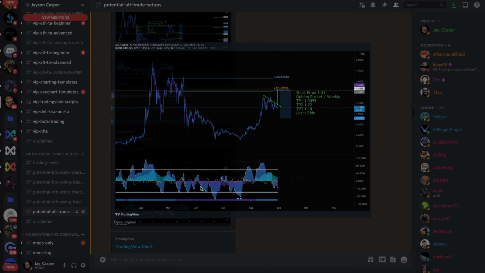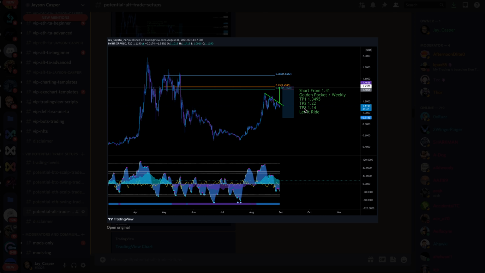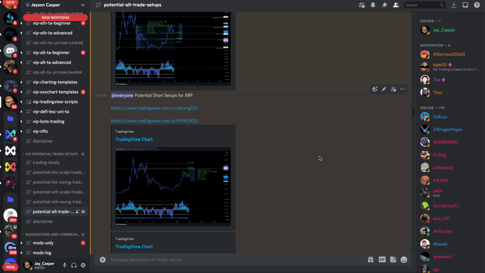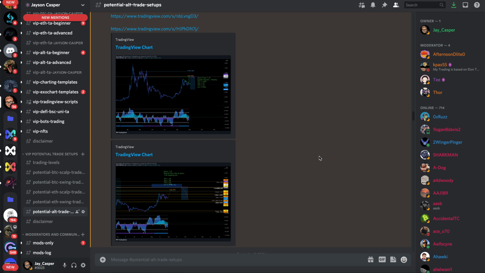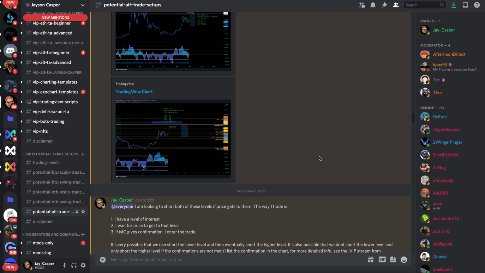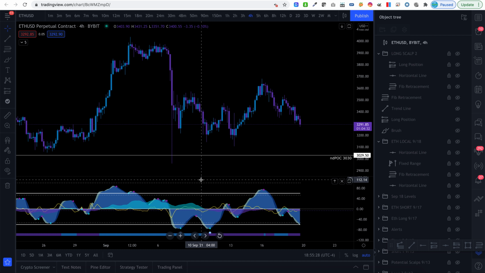Where's that trade setup? Yeah, here it is. My plan was this. I was going to short from this level, 1.41, because it was a golden pocket and a weekly level. Okay, and I wanted to see some very specific things on Market Cipher B. I wanted to have a bearish divergence on a very high time frame. Now, if I'm looking for a scalp, what I want to see is confirmations on lower time frames. In both instances, we want to come to a level of interest.